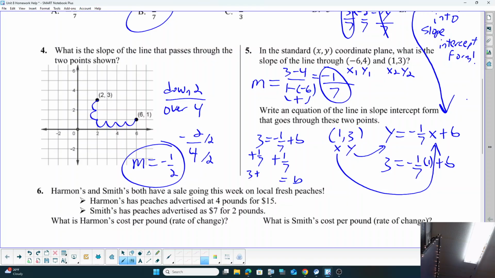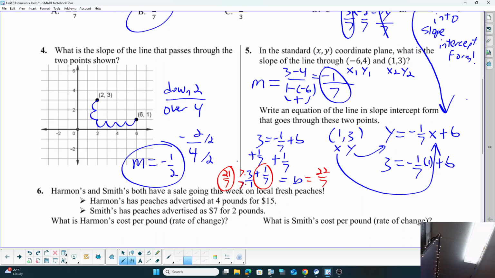Oh, I know we need 7ths. So this is just 3 over 1. How do we get a common denominator? Do you remember? Multiply the top and bottom by 7. So that's going to be 21/7 plus 1/7 is 22/7. So b is equal to 22/7.